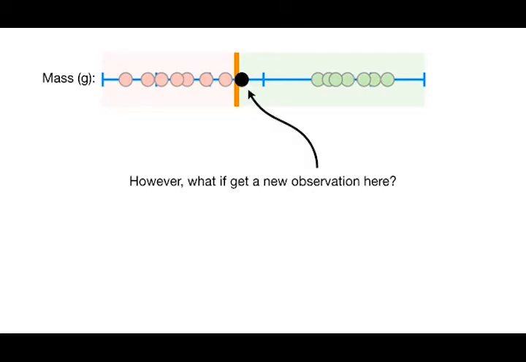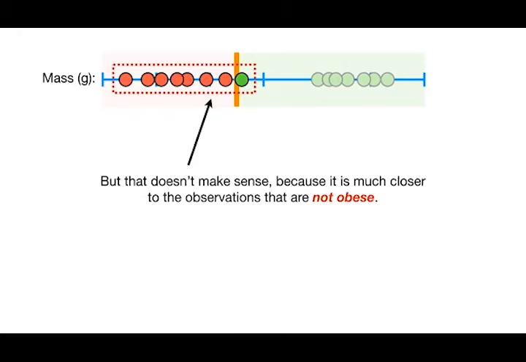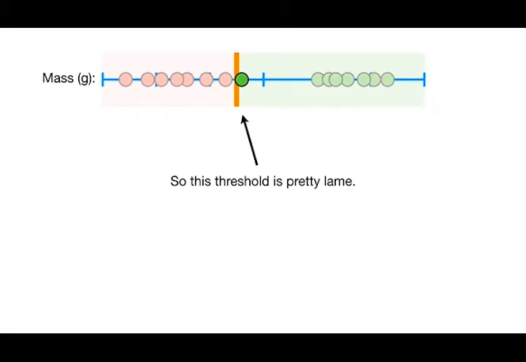However, what if we get a new observation here? Because this observation has more mass than the threshold, we classify it as obese. But that doesn't make sense because it is much closer to the observations that are not obese. So this threshold is pretty lame. Can we do better? Yes.